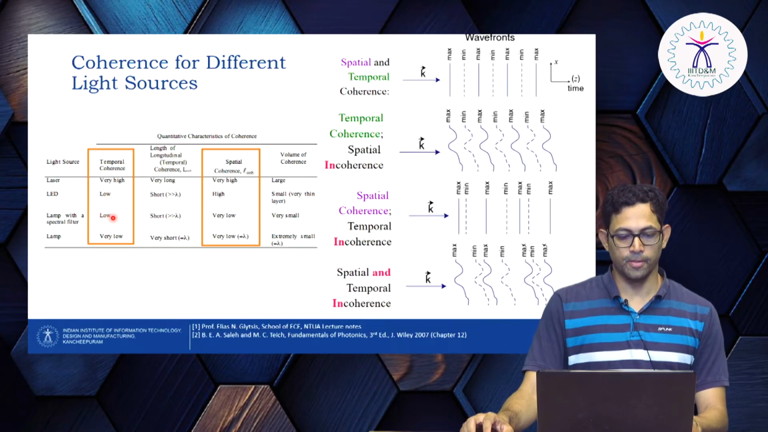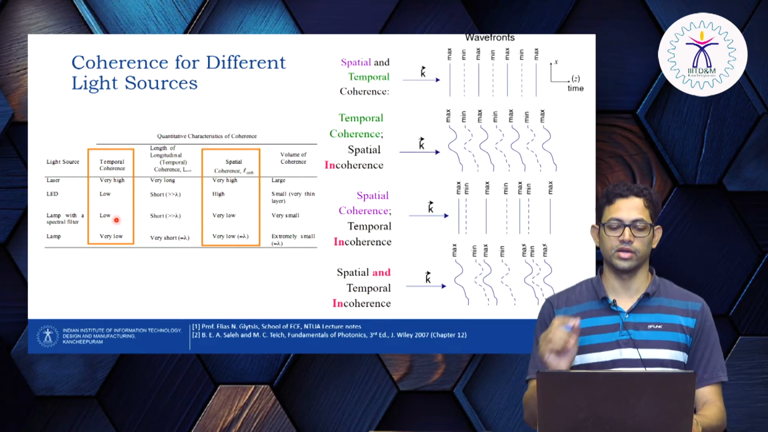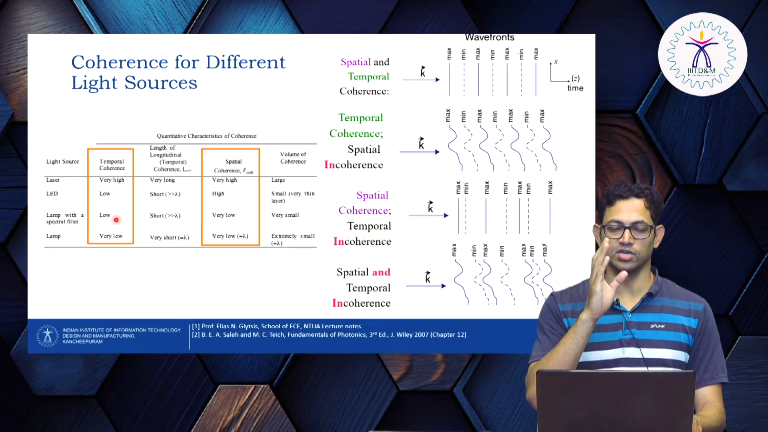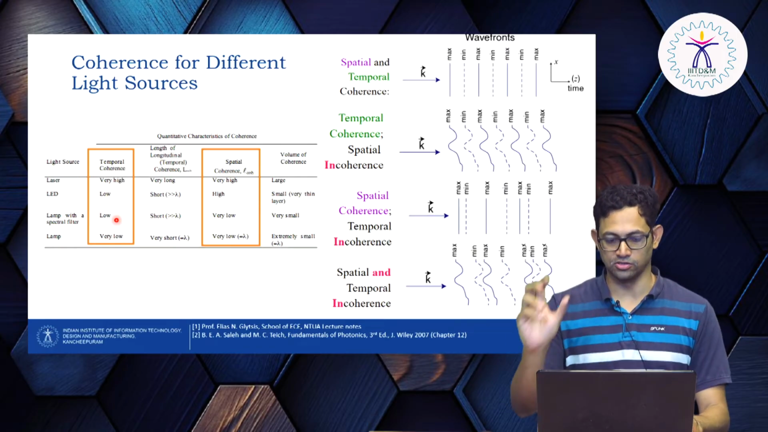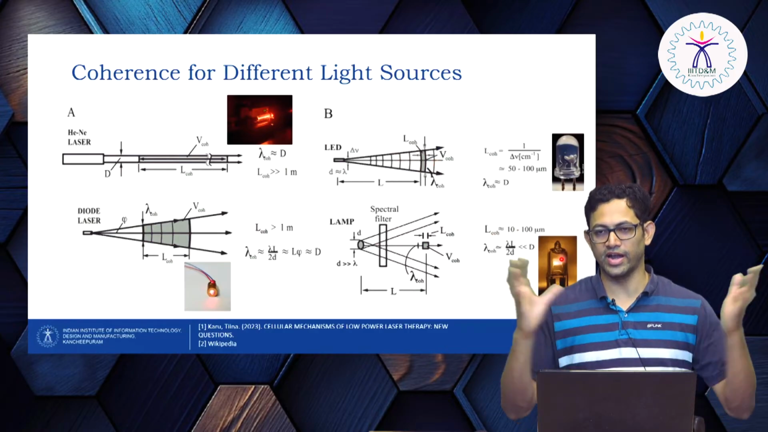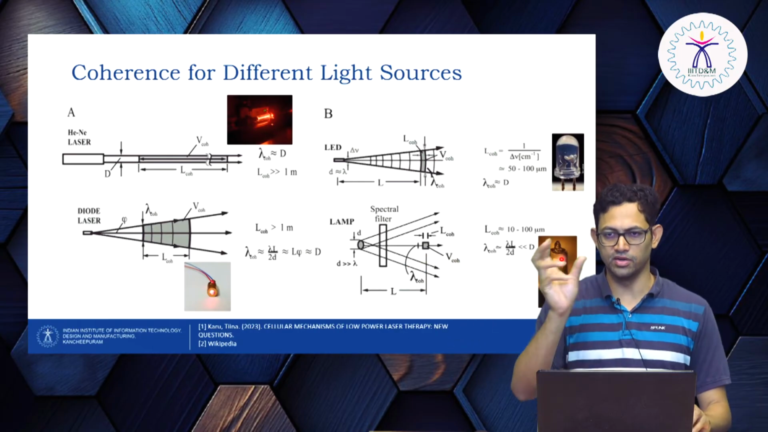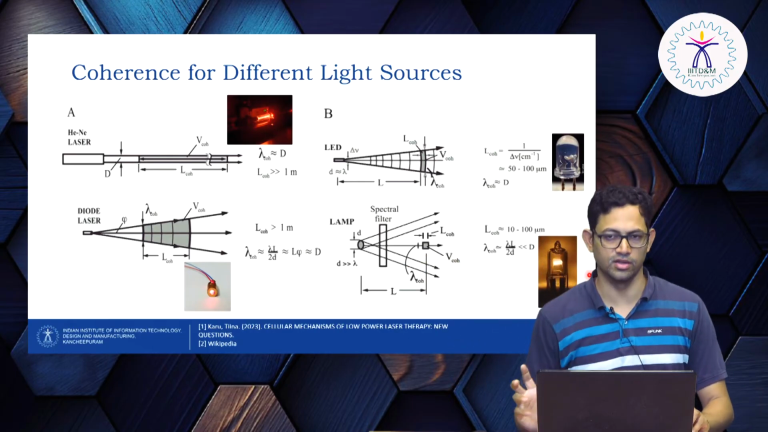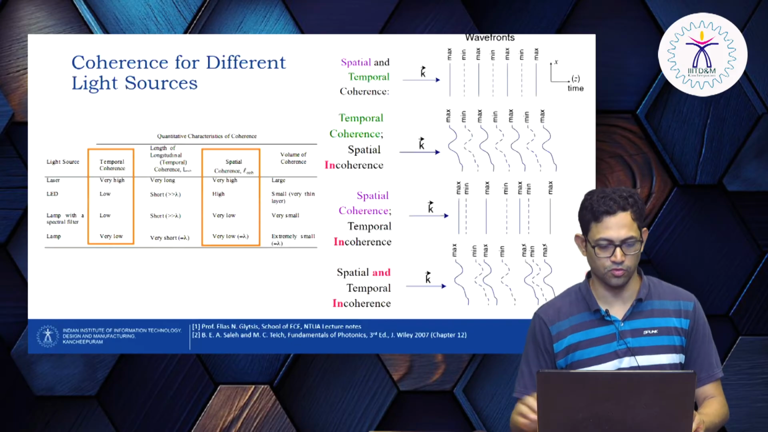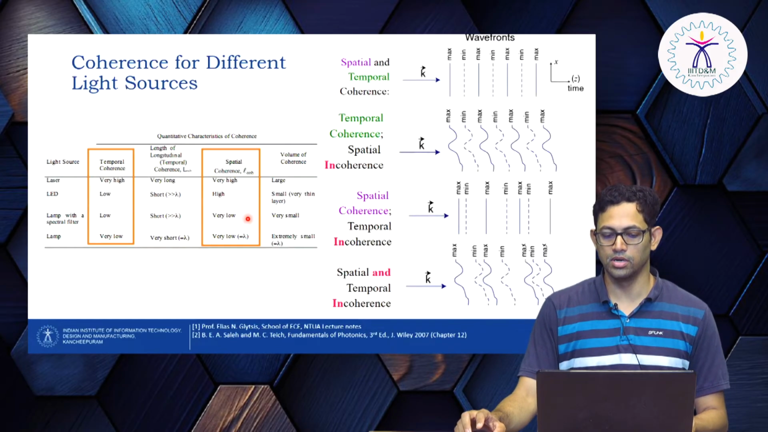When we talk about the lamp with a spectral filter, we will talk about this at a later point. A spectral filter is a kind of filter which allows only a certain band of light to pass through. This lamp has a white light source, a broadband light source. You give a white light source and then I apply a filter in front of this lamp, for example a green light filter. So now only green light will pass through. If I do that, it will have a low temporal coherence, but it will also have very low spatial coherence.